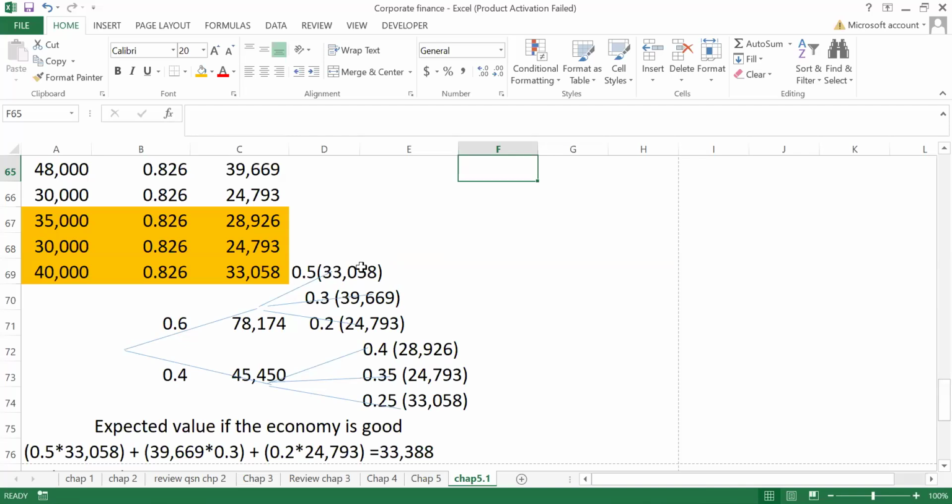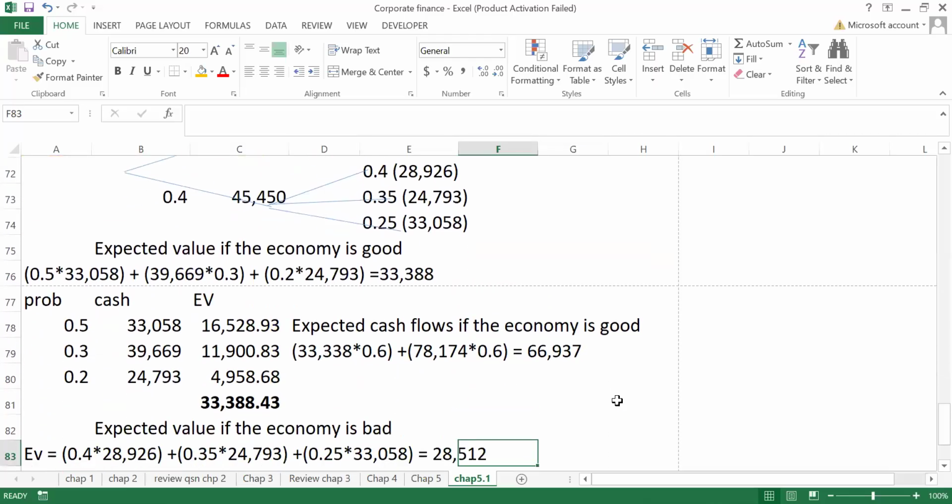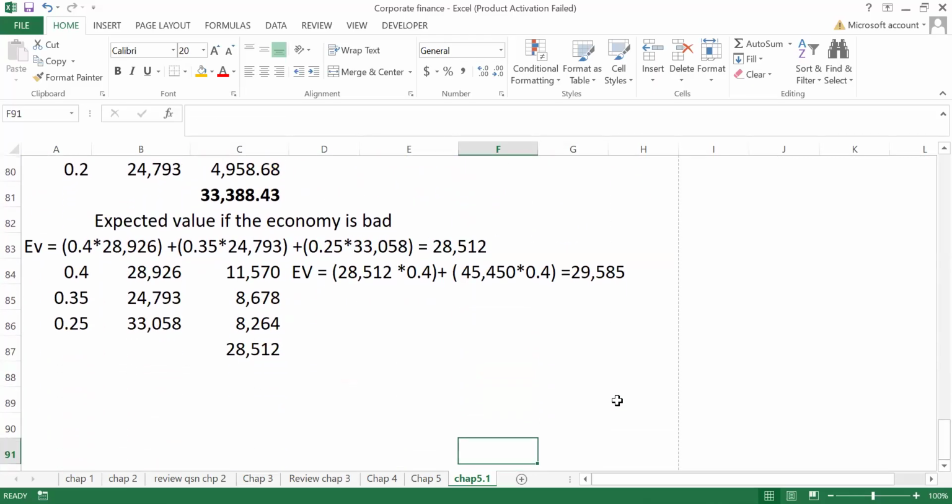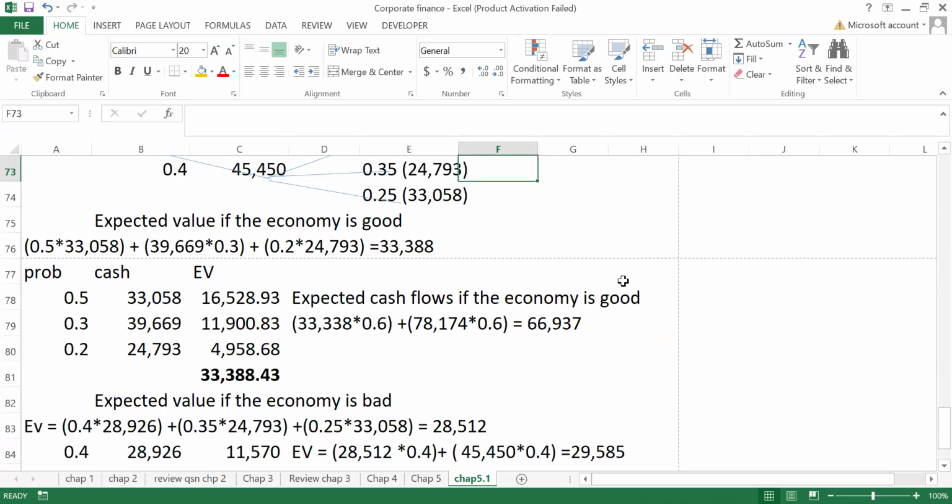So get these cash flows, then plus this. Then you get the cash flows, then you get this total here, plus this. Then you get the cash flows if the economy is bad. So here my total expected value will be 66.